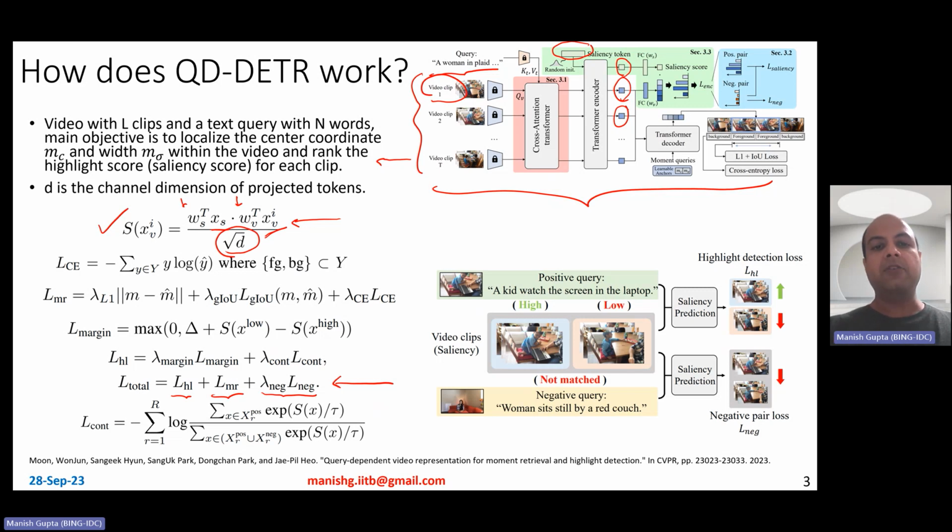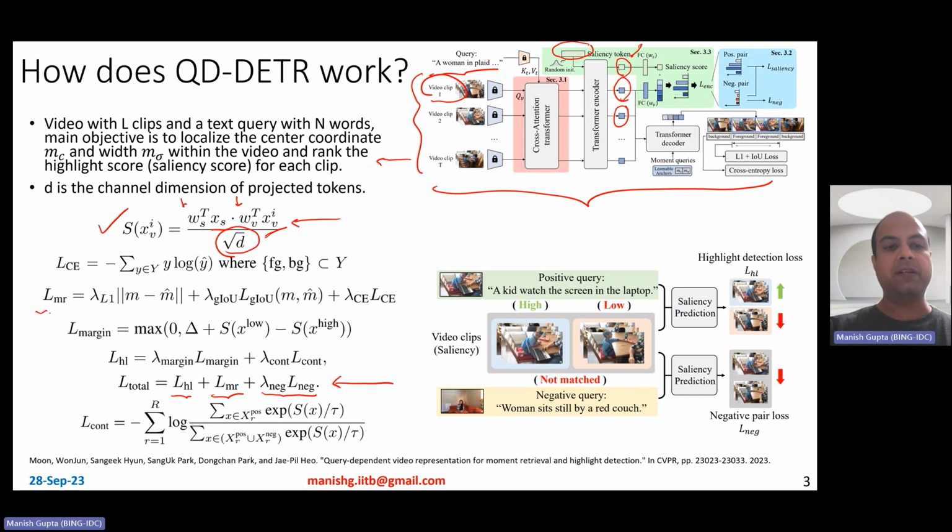Okay. Now, what is this XS? You can think of XS as the central theme of the video. Therefore, the saliency of a particular clip in the video is how close it is to the central theme of the video. You can think of it that way. Okay. So that's that. Now, there are several loss functions that are defined here.